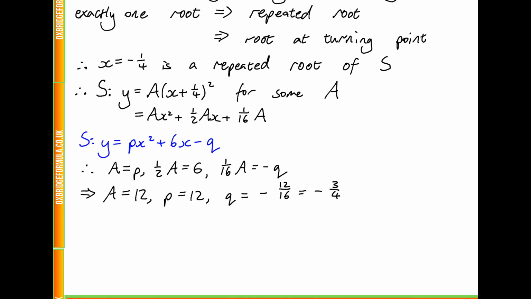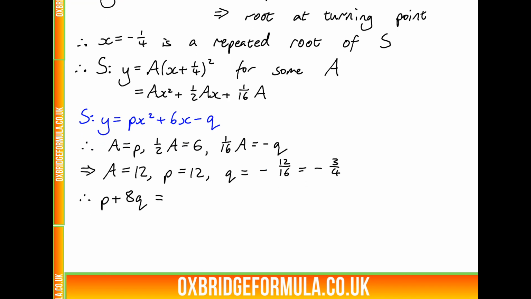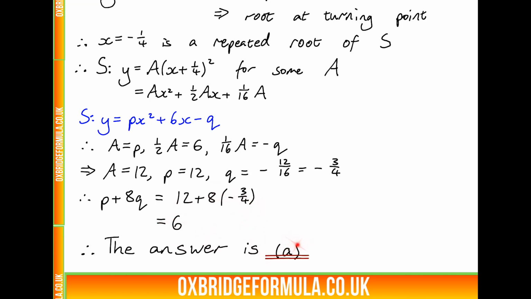And the question asked us to find p plus 8q. So if we substitute in the value p equals 12 and q equals minus 3/4, this is 12 plus 8 times minus 3/4, which is just equal to 6. And if we look back at the options at the start of the question, we see that option A was p plus 8q is 6. So the answer is option A.